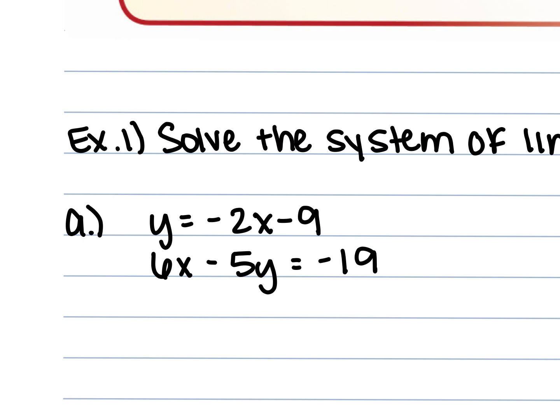Is there a variable that has already been solved for in one of the 2 equations? Natalie? Y. Very good. In which equation? The first one. So we're going to circle y, and we're going to underline what y is equal to. So you guys agree y is equal to negative 2x minus 9, correct?